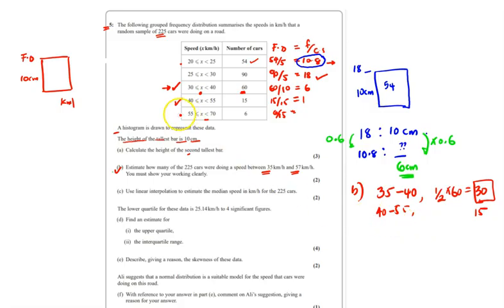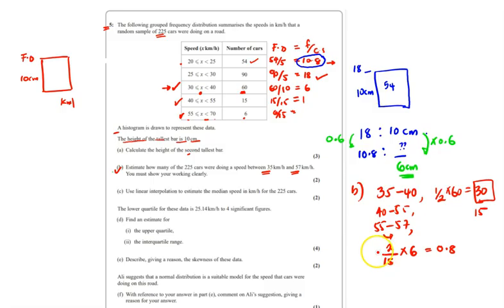Now we want to go from 55 to 57. I'm looking for only 2 units out of this class, which is 55 to 70, which is 15 units. How many cars are there in that class? There are 6 cars. So out of the six cars, I'm looking for the fraction of 2/15.